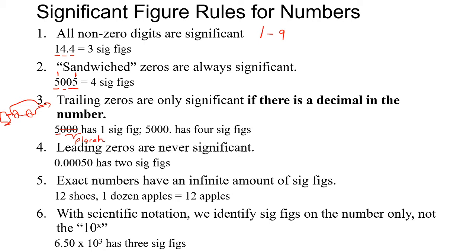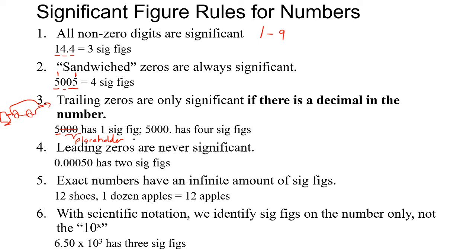Rather, we call them placeholder zeros, because I have to have those zeros there to make the number valid. However, that doesn't mean they are significant in my measurement. It doesn't mean that my instrument could go any further past that. So we would say 5,000 with no decimal has 1 sig fig.